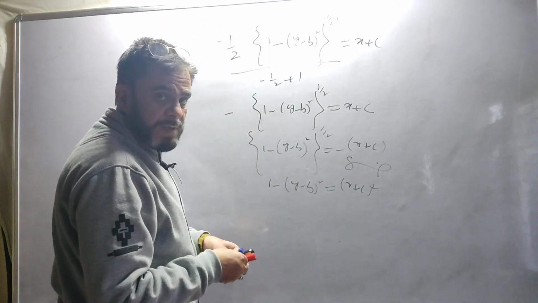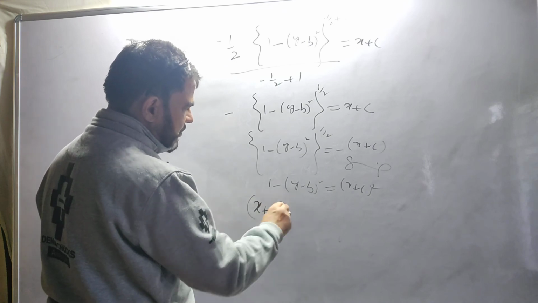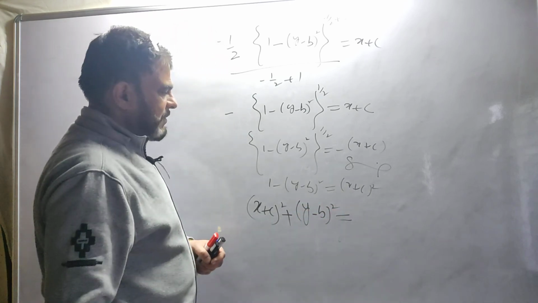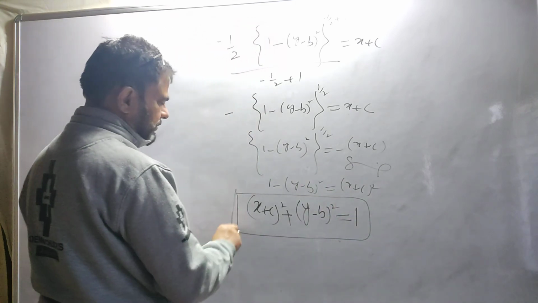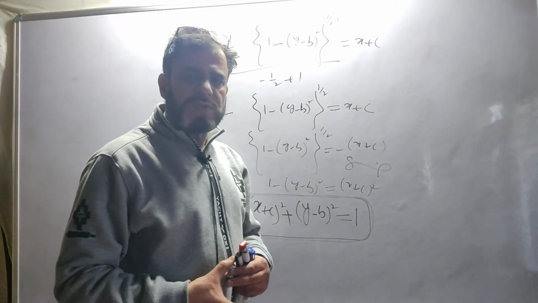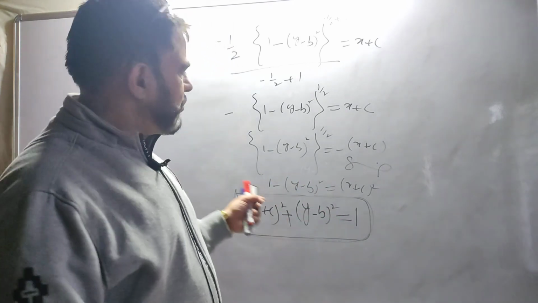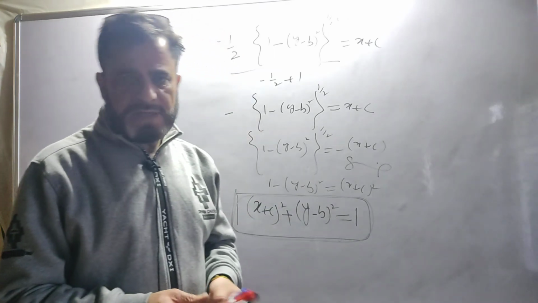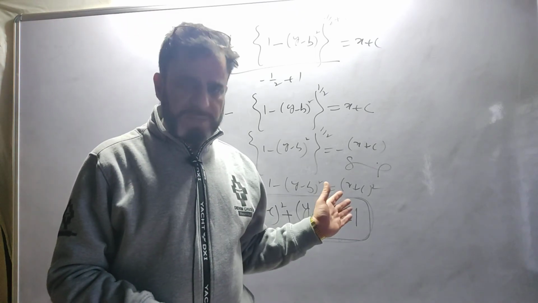So what is the solution of this problem? The solution will be x plus c square plus y minus b square is equal to 1. This is the solution. It represents a sort of circle, isn't it? This is the solution of this differential equation. This is the direct solution because it does not involve p. We have no need to eliminate p. P gets eliminated when we replace p by dy by dx. This we discussed with you, some mixed problems on these 4 cases.